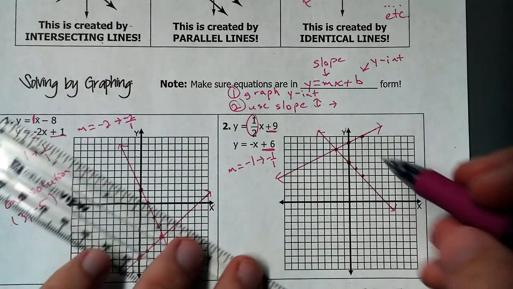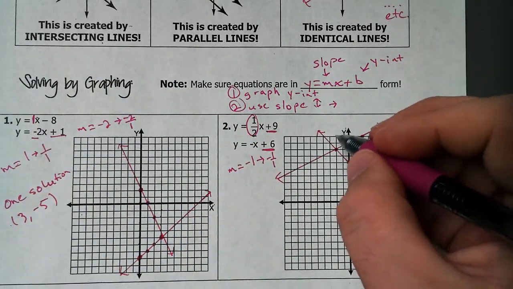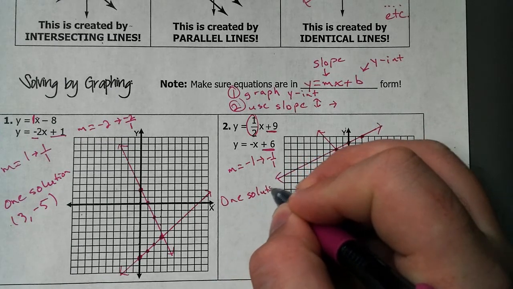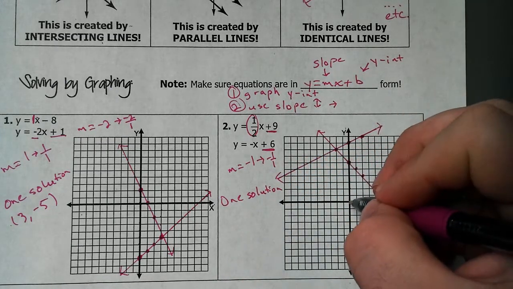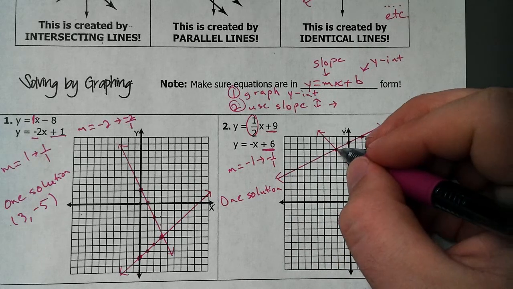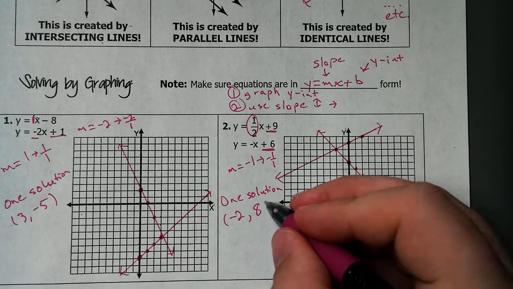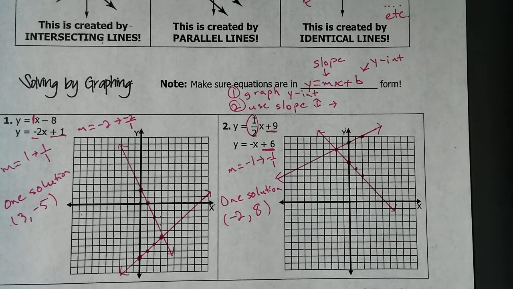And we see that they hit very clearly at one point, so this is one solution. And they hit at negative 2, and it goes up 8. So it's at negative 2, 8. All right, flip over to the back.